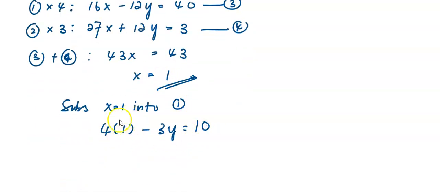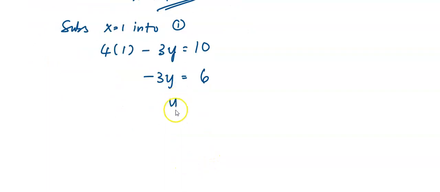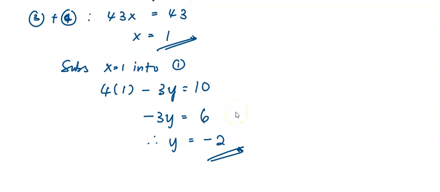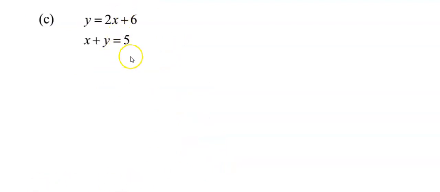Alright, so in this case, you can see that I have replaced my x with 1. Then I have negative y equals 10 minus 4, that will be 6. Then we'll have y equals 6 divided by negative 3, that will be negative 2. Alright, so this is our solution, x equals 1 and y equals negative 2, by using the elimination method.